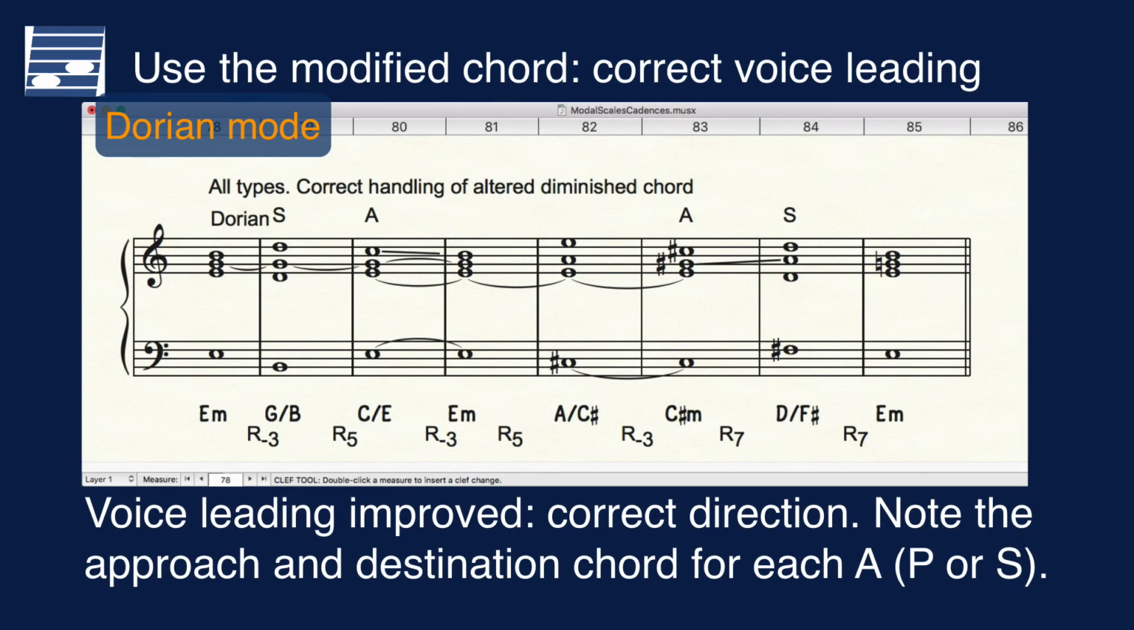Here we have an example that demonstrates proper use of the modified versions of the tritone chord. In the key of E Dorian in measure 3, we lower the major sixth from C sharp to C natural. We obtain the C major triad and the pitch C descends stepwise.